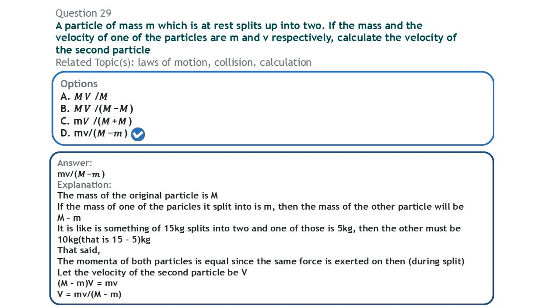The mass of that other particle is going to be M minus m, the mass of the original particle minus the mass of one of the pieces it split into, times the velocity of that other particle, equal to mv. So the velocity of the second particle will then be, we divide both sides by M minus m, so that will become mv divided by M minus m. So you have mv over M minus m.